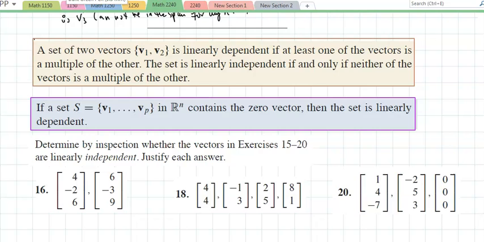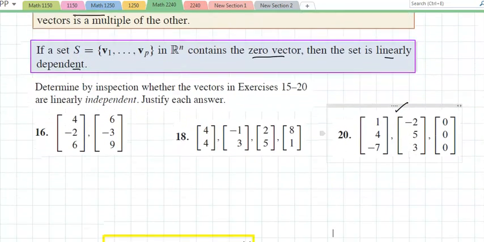So the following 2 theorems are reiterating what we already know. A set of 2 vectors is linearly dependent if at least one of the vectors is a multiple of the other. We know that already. And if a set contains the 0 vector, then it is linearly dependent. I'll show you that right there on number 20. So here they say, determine by inspection whether the vectors in 15 through 20 are linearly independent.